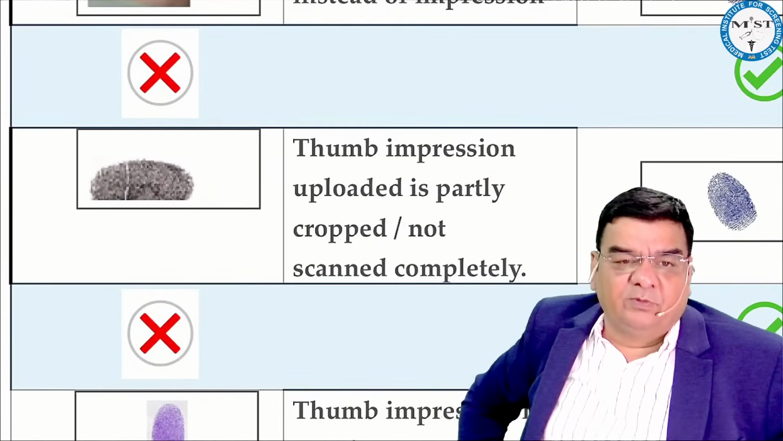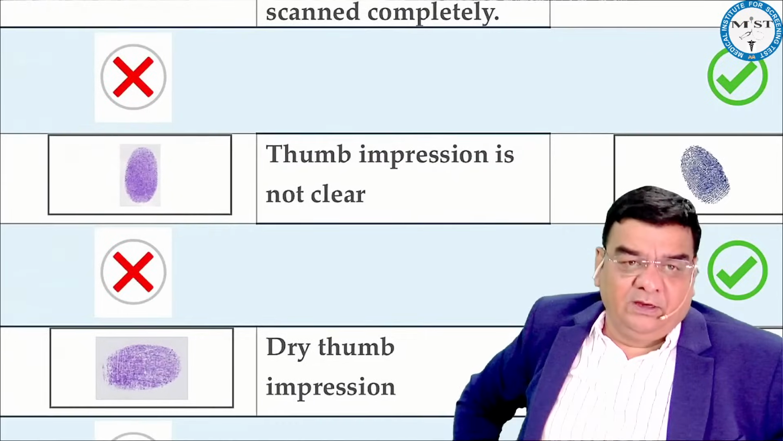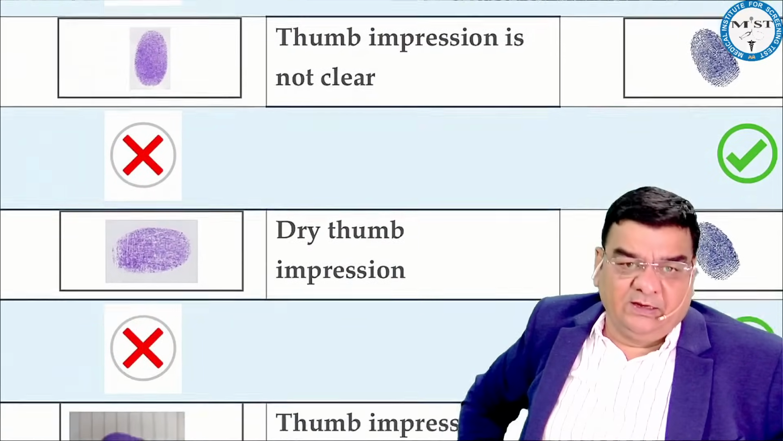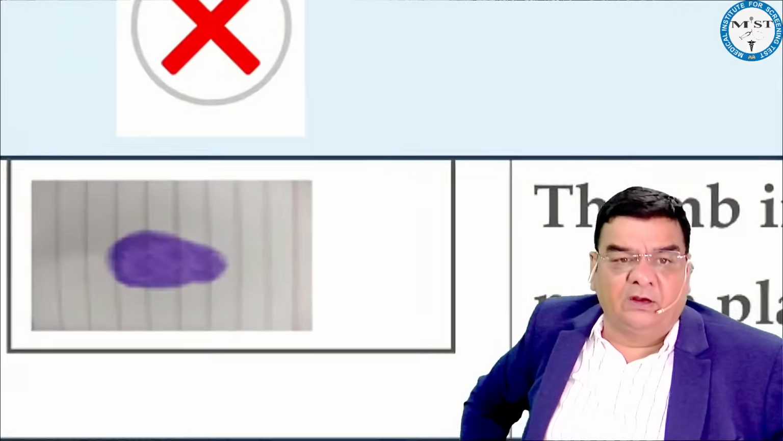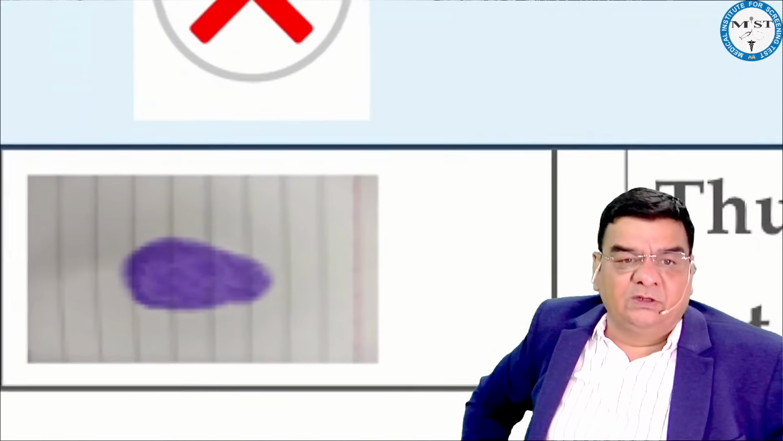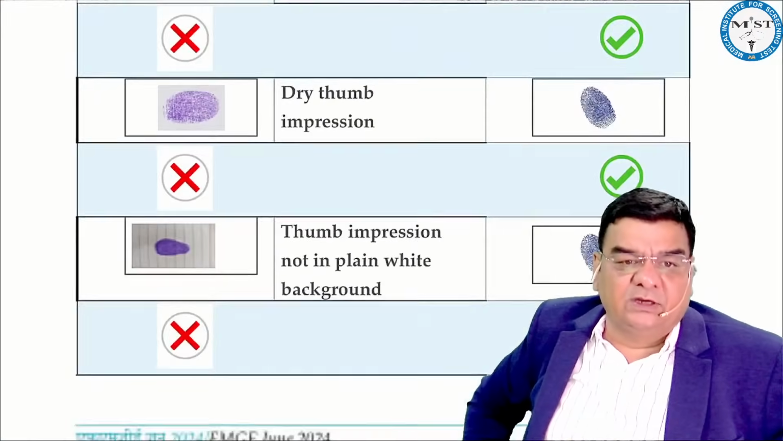This is a thumb impression which is partly cropped. Here the thumb impression is not clear. Here the thumb impression is dry. Here the thumb impression is not on a plain white background. This is a lined paper where the thumb impression is taken, so this is also rejected.